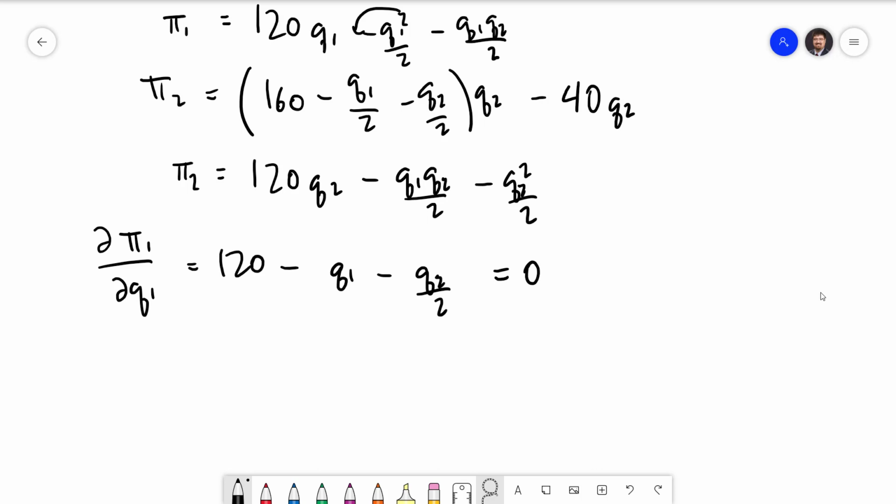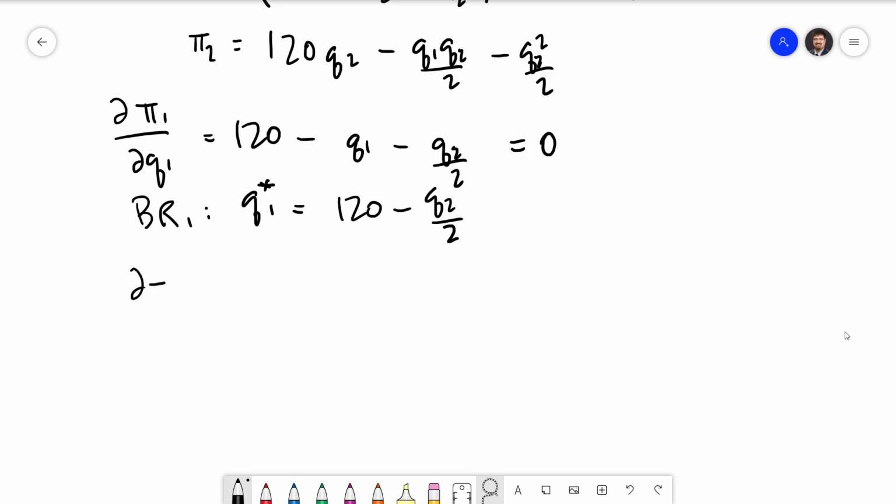Next, I'm going to add Q1 to both sides, and that's going to give me Q1 equals 120 minus Q2 over 2. This is firm 1's best response function, so I'll label that BR1. To denote the best response function, I'm always going to put a star on the Q1. This tells us the best quantity for firm 1 to produce for any possible choice that firm 2 makes. We can just plug Q2 into this, and this is going to tell us what firm 1 should optimally do to maximize their profit. We will do the exact same thing for firm 2.